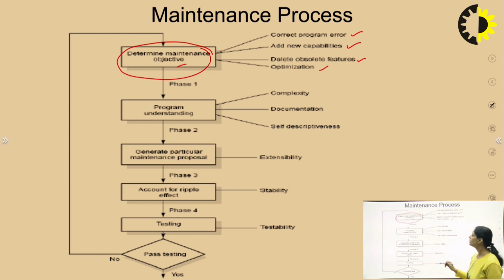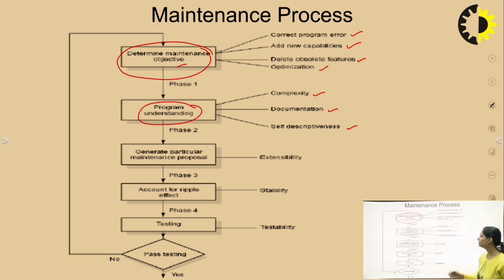Then the first phase, program understanding. Now we have identified the objective. Now we'll try to understand what exactly the software is, because the software is already developed. So to understand the program, we'll look at the complexity, its documentation, and its self-descriptiveness. Self-descriptiveness is basically the comments that are added into the program for easy understanding or readability of the program.